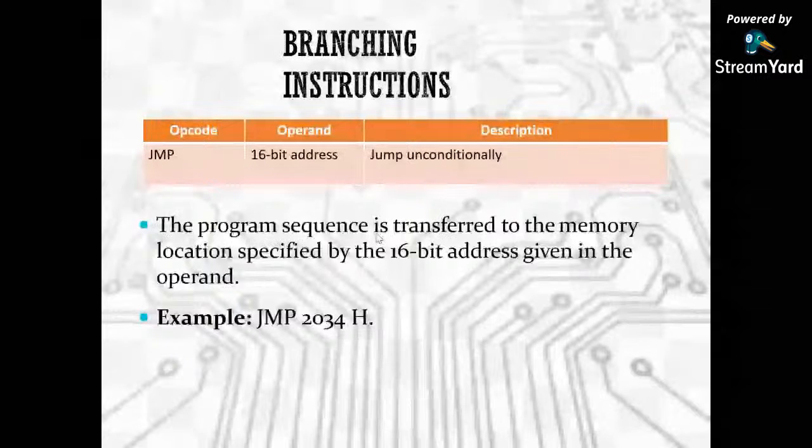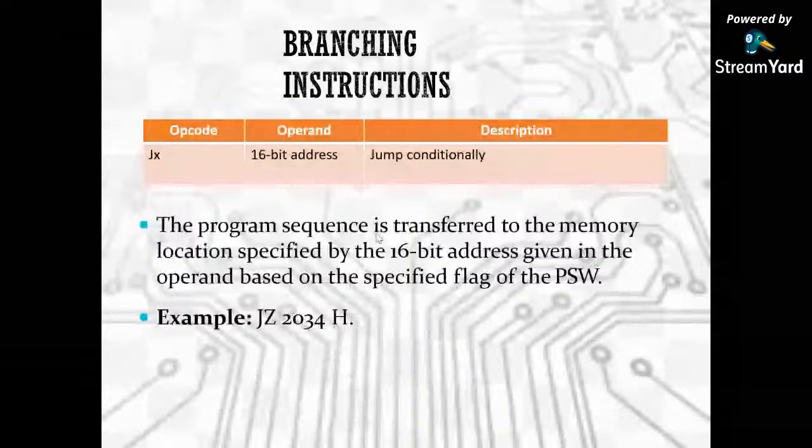Contohnya adalah jump to 034 hexa. It means that you jump to this kind of specific location. Lalu kemudian masuk sini, jump conditionally. The program sequence is transferred to the memory specified by the 16-bit address given in the operand based on a specific flag on the PSW. Oke, misalkan JC ya. Jadi JC, Anda bisa masukkan di situ.